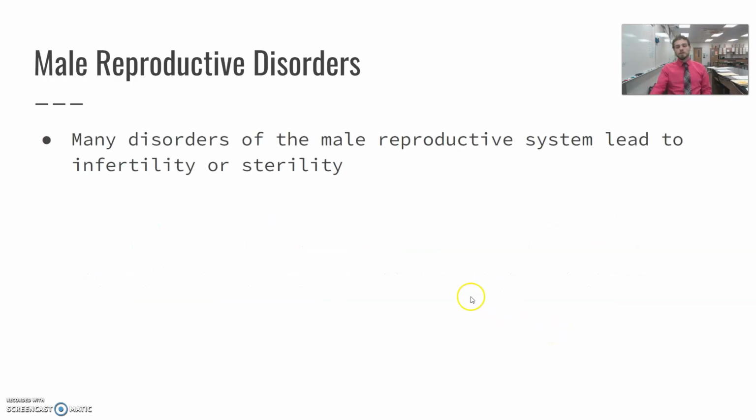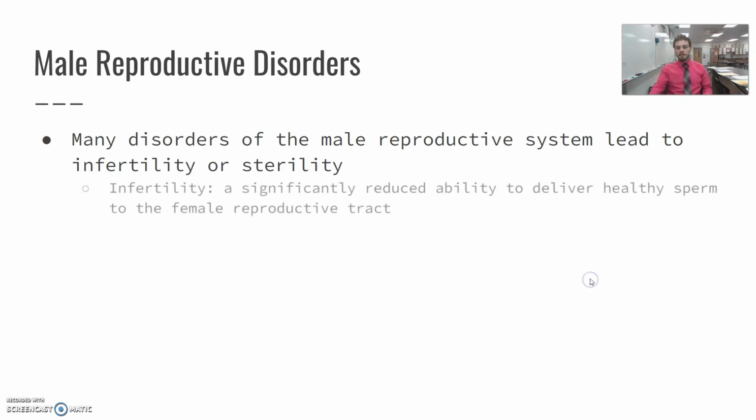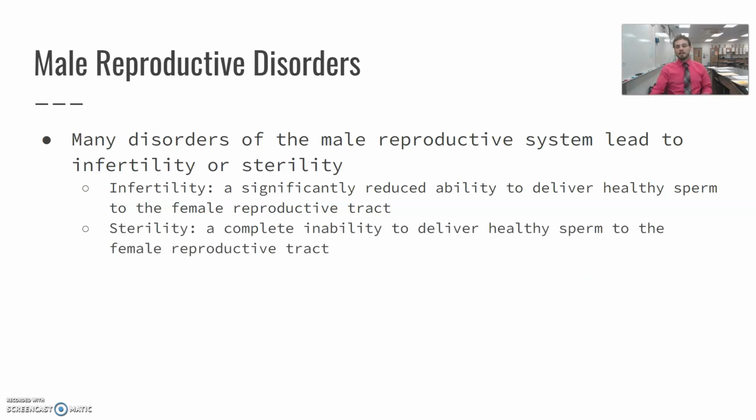So some disorders associated with the male reproductive system, many of them are going to lead to either infertility or sterility. There is a difference between the two. Infertility is a significantly reduced ability, while sterility is a complete inability. It all depends on whether you still have a chance or you have no chance of being able to reproduce. With infertility, you still have a very small chance, though it is significantly reduced.